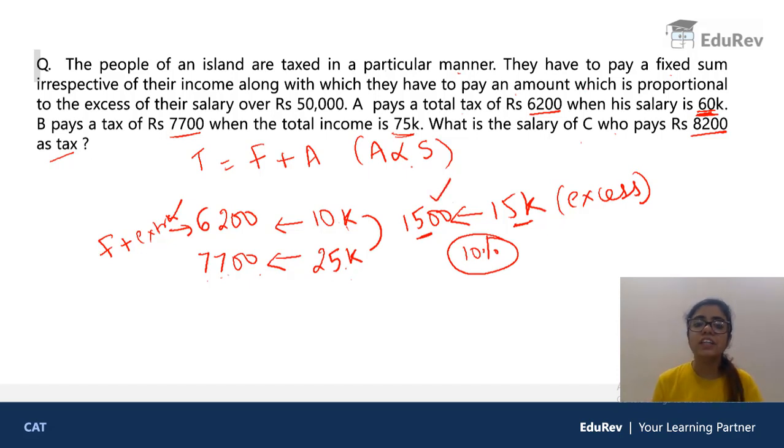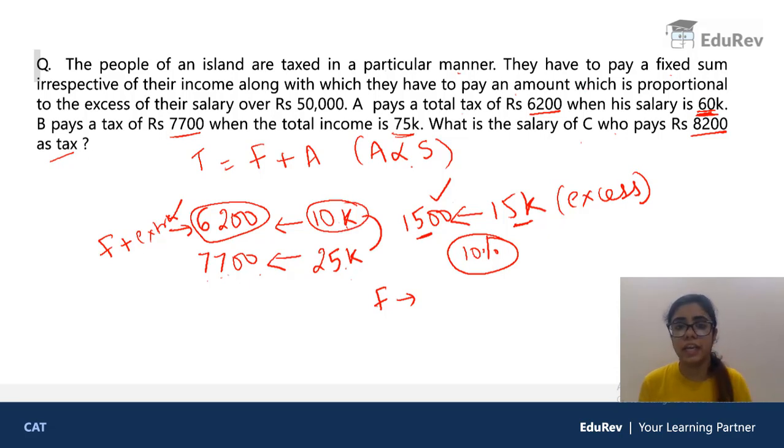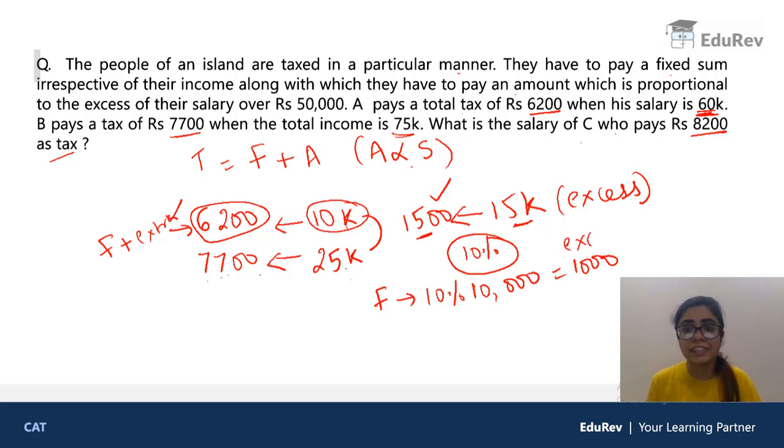rupees. So if I ask you what is the fixed money I had to pay, what was the fixed tariff? Dekho, 6,200 in this case was the total tariff. Okay? We got 10,000 extra. 10,000 was the extra earning. We know on the extra earning we have to pay 10% extra. So that is 10% of 10,000 I was supposed to pay, which was 1,000. This was the excess we were paying, but the total we were paying is 6,200. So 1,000 plus 5,200 gives me 6,200.